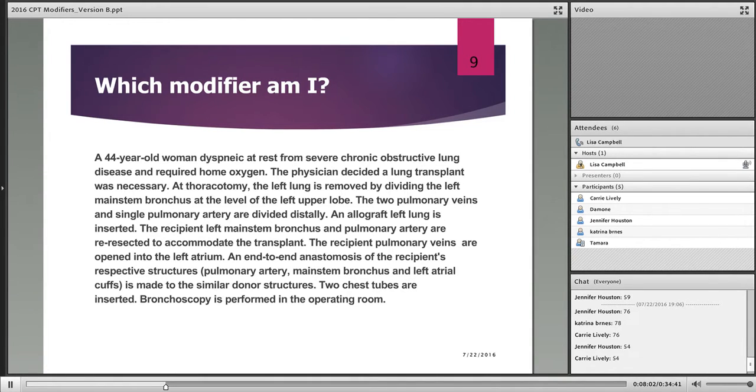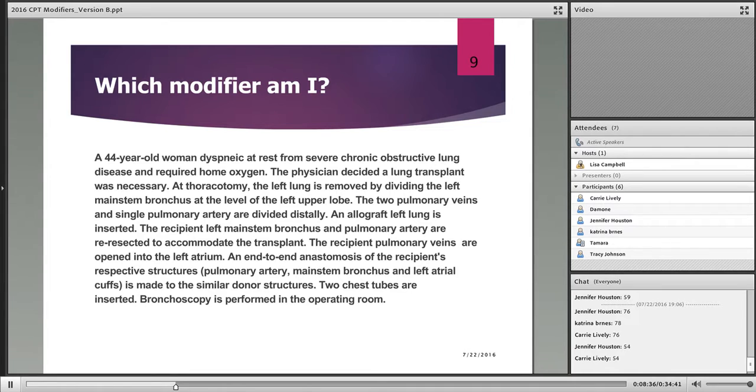An allograft lung is inserted, and the recipient left mainstem bronchus and pulmonary artery are resected to accommodate the transplant. The recipient pulmonary veins are opened into the left atrium. An end-to-end anastomosis of the recipient's respective structures, pulmonary artery, mainstem bronchus, and the left atrial cuffs, is made to similar donor structures. Two chest tubes are inserted, and the bronchoscopy is performed in the operating room.